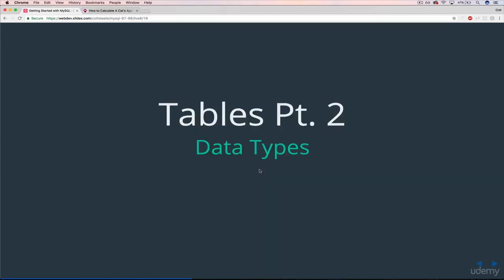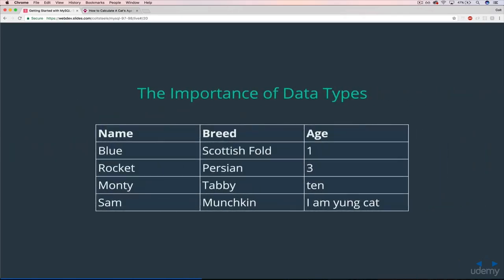So the next thing we need to discuss around tables are data types. So data types are really, really important. And to show you what I mean, and first of all, what I'm talking about when I say data types, let's return back to our cats table. So we have these three headers, three columns: name, breed, and age. And here's an example. I changed some of the data just a little bit. So the names are the same, the breeds are the same. But if you look over at age, Blue is 1 year old, Rocket is 3, but Monty now is 10, the word 10. And Sam is crazy. Sam's age is I am young cat.